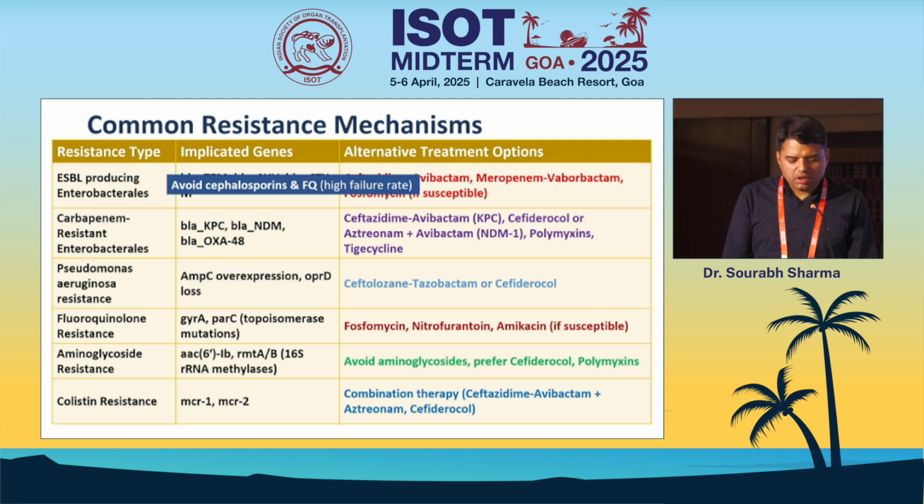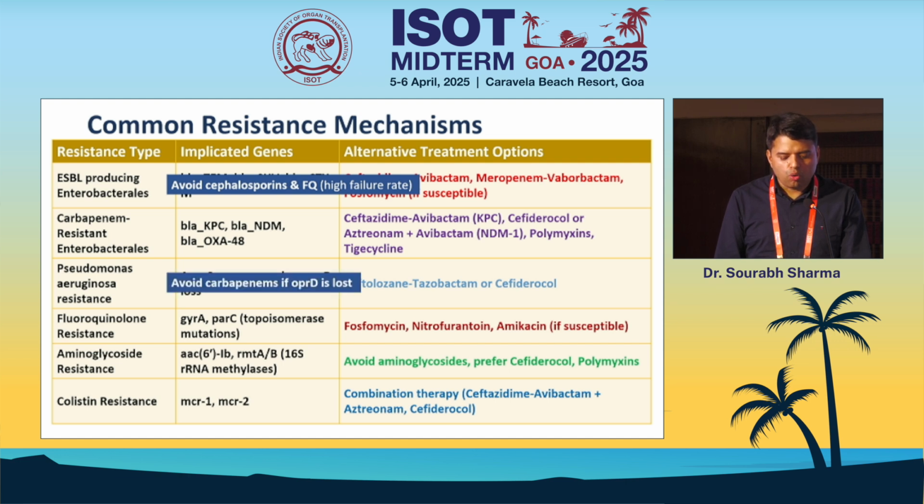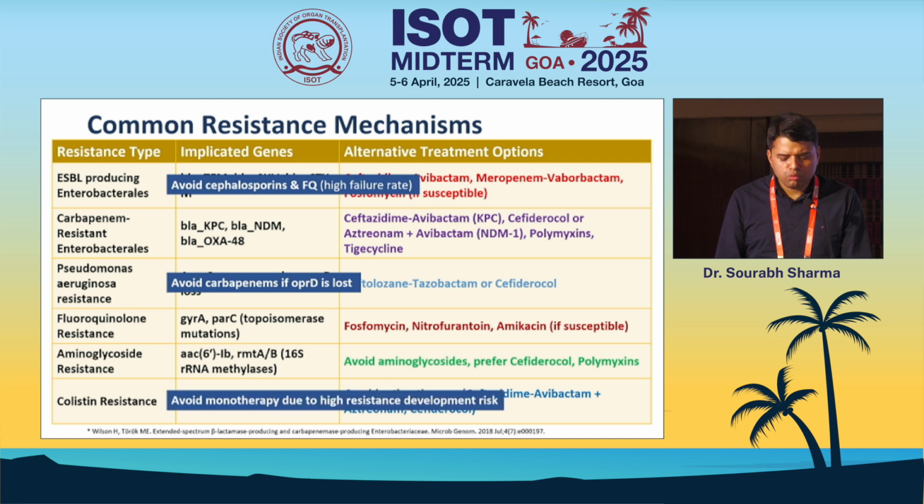In Pseudomonas aeruginosa resistance, where the genes implicated are AmpC overexpression or OprD loss, the treatment can be with ceftolozane-tazobactam or cefiderocol. However, if there is OprD loss, then we should avoid the carbapenems because they are not effective in that condition. In colistin resistance, the genes are MCR-1 and 2, and here we should not use monotherapy. The combination therapy should be used, which is ceftazidime-avibactam and aztreonam or cefiderocol. So monotherapy should not be used here because it's ineffective.